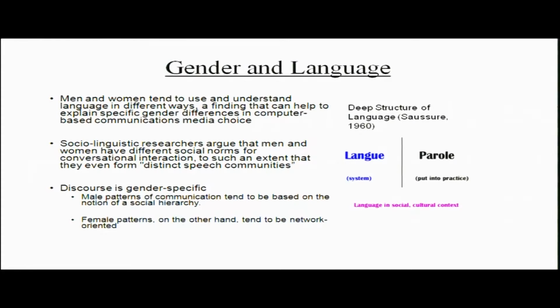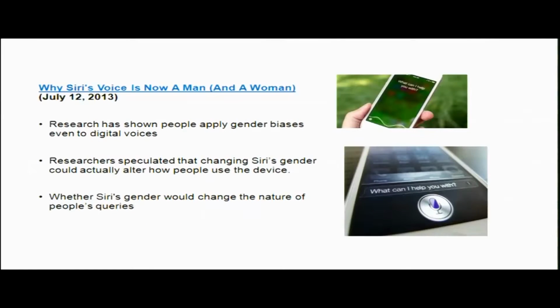At the bottom of all this, as a theoretical premise, we have the deep structure of language as proposed by Saussure in 1960, of langue and parole, that one is a system and the other is the practice. And the use of language in this case has a huge gender connotation, and this also translates to the use of technology: language and gender and technology.